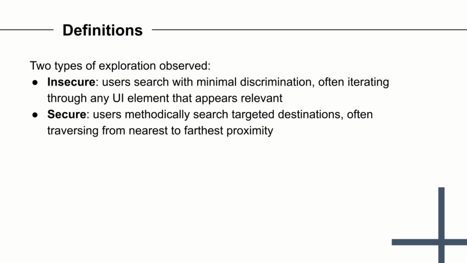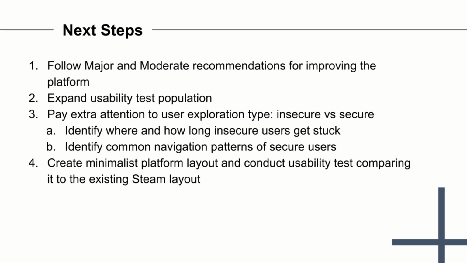Secure explorers had a procedural approach. They appeared to perform a depth-first search at the points of navigation that were most relevant to locating their target web page. Insecure explorers had a more spontaneous approach. They appeared to perform a breadth-first search of any point of navigation in their immediate vicinity that seemed even remotely relevant. So, the next steps are to make revisions to the platform based off of my major and moderate recommendations.